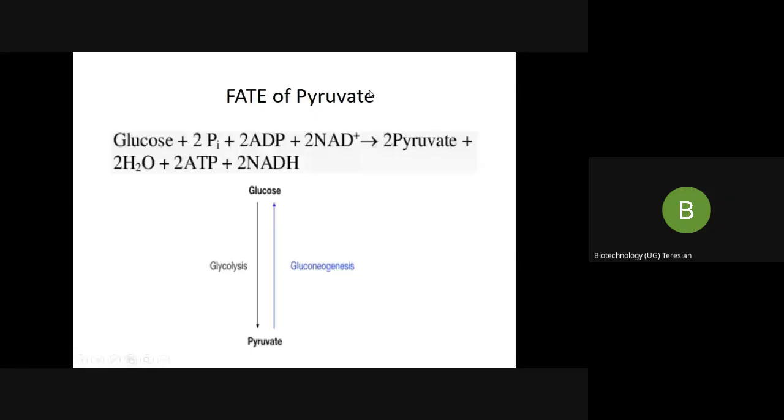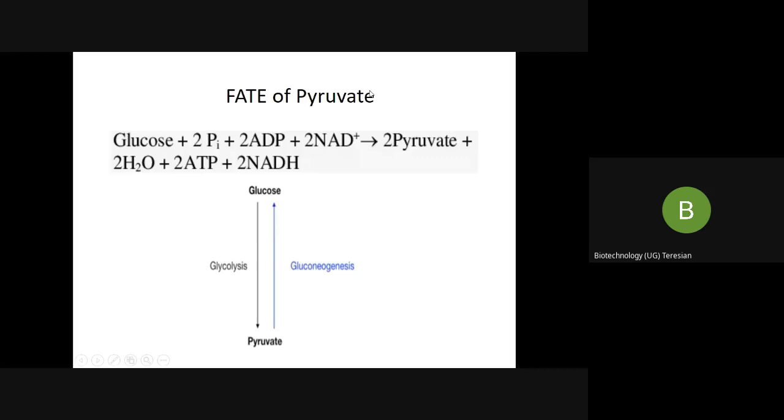In today's section, we shall see the fate of pyruvate. In the beginning, we told that our glucose is broken down to pyruvate, ATP, and NADH. So, the ATP which is produced is used for your biological activities.